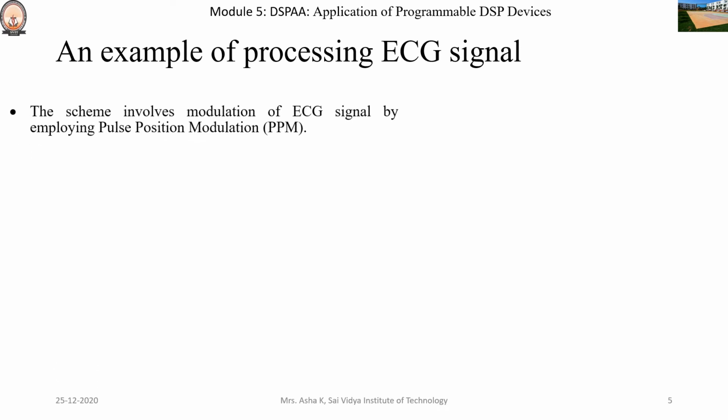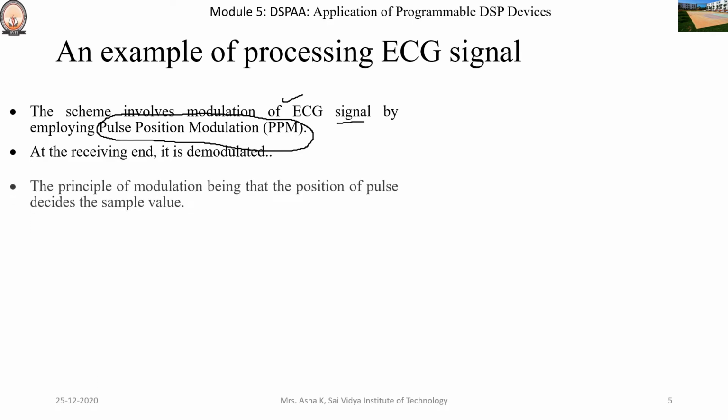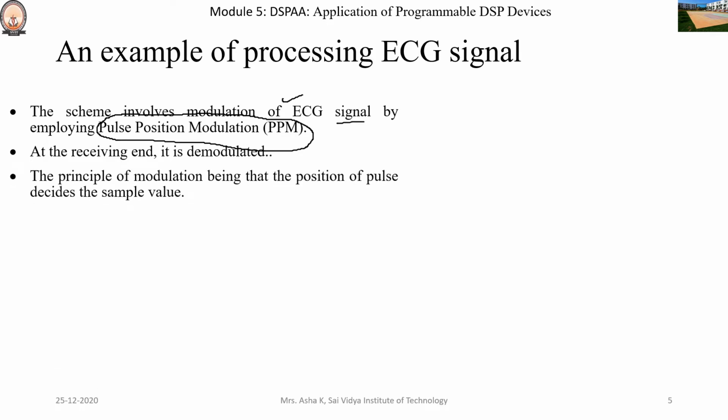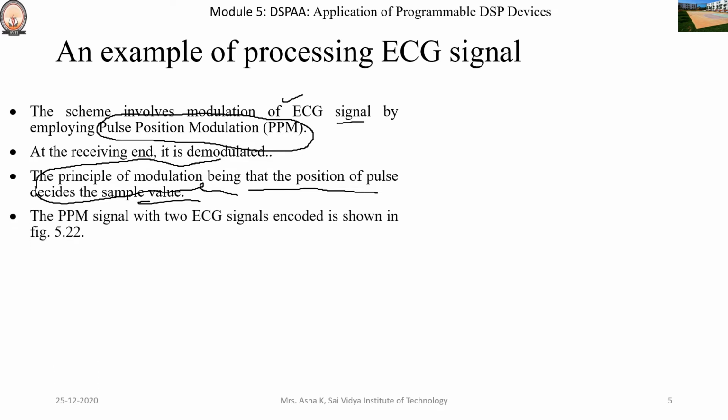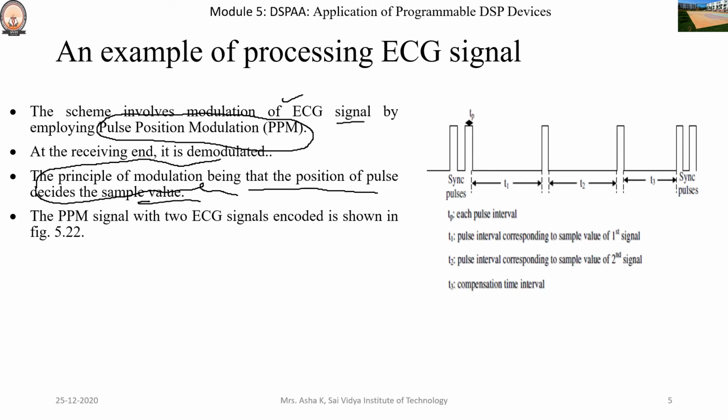Here, the scheme involves the modulation of the electrocardiogram signal by employing the pulse position modulation method, also called PPM. At the receiving end, it is demodulated with a suitable demodulator. The principle of modulation is that the position of the pulse decides the sample value. The pulse position modulated signal with two ECG signals encoded is explained in figure 5.22.